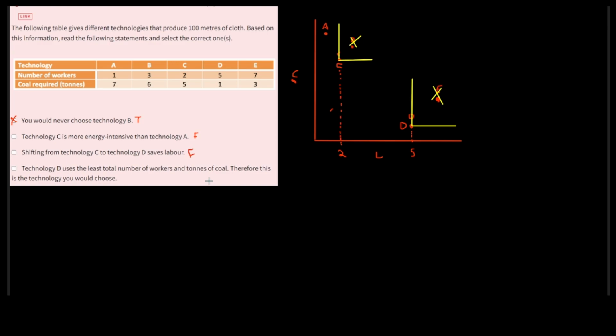Finally, last guy there, technology D uses the least number of workers and tons of coal. Therefore, this is the technology we would choose. No, that's again not true at all. As we take a look, depending on these isocost slopes, so depending on the relative cost of the price of coal and your wage rate for labor, we may be picking A, we may be picking C, we may be picking D. And so really couldn't say which one wins out.